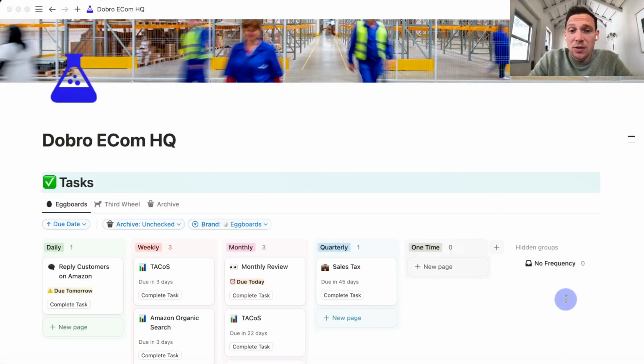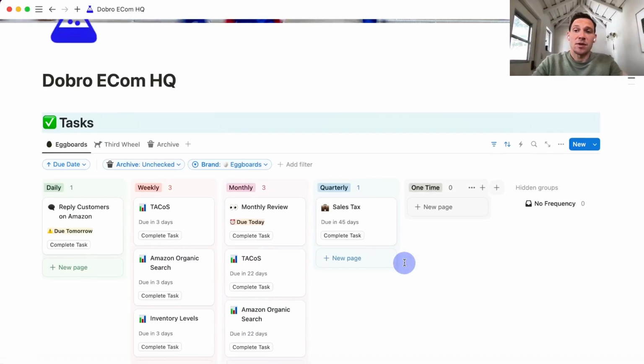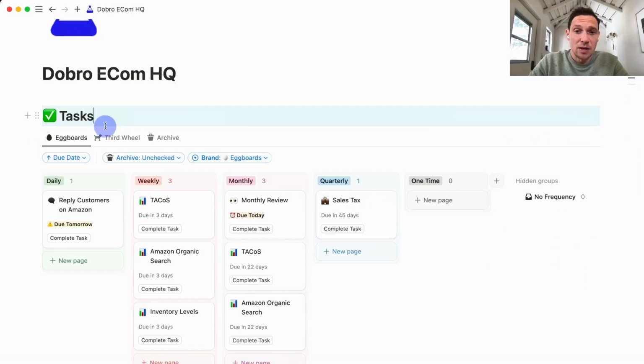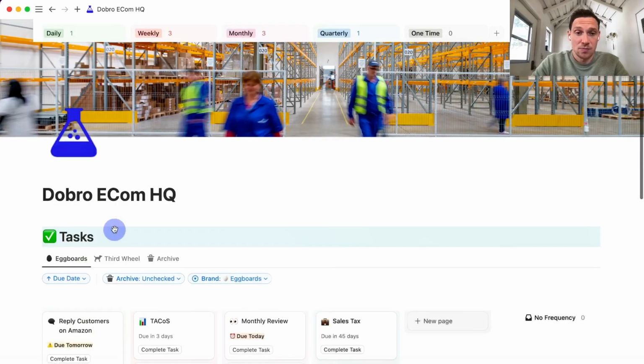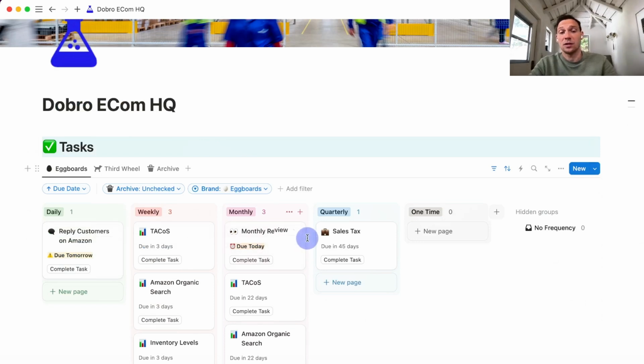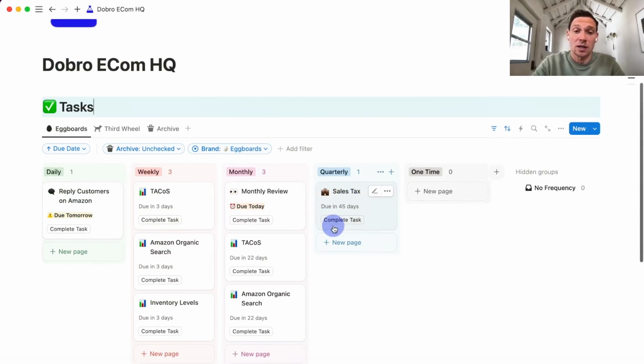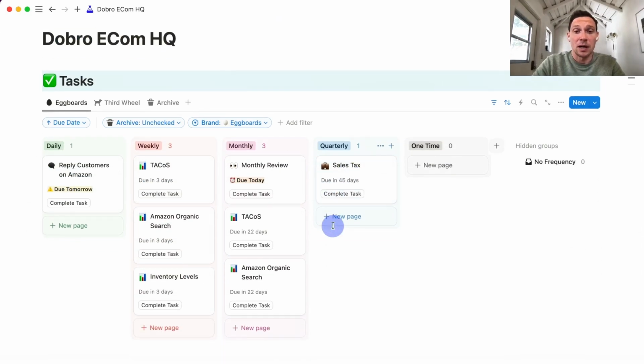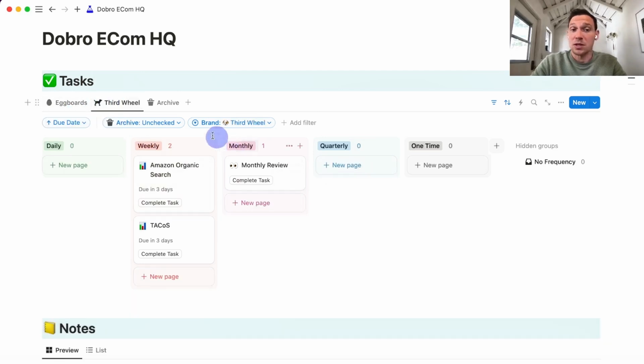So here, you can see my Notion where basically everything happens around my brands. There's two main things, there's tasks and there's notes. Tasks are activities and things that need to be done, and most of these are taken care of by my virtual assistant. As you can see, they're also split by Eggboards, which is the brand we're going to review today, and Third Wheel, which is my other new brand, smaller, which we will review another time.